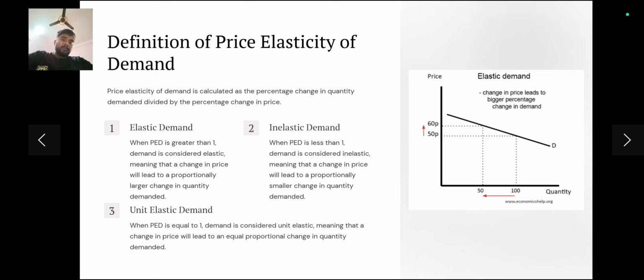Inelastic demand: when PED is less than 1, demand is considered inelastic, meaning that a change in price will lead to a proportionally smaller change in quantity demanded. Unit elastic demand: when PED is equal to 1, demand is considered unit elastic, meaning that a change in the price will lead to an equal proportional change in quantity demanded.